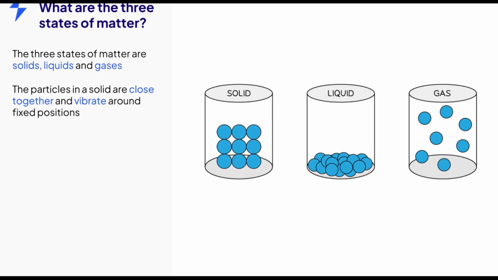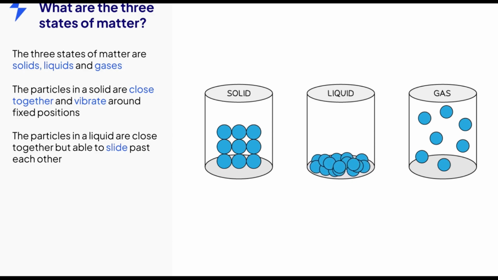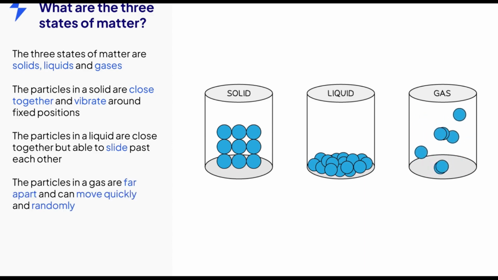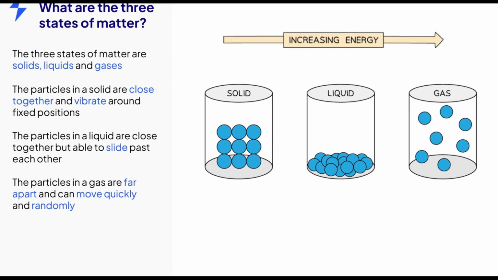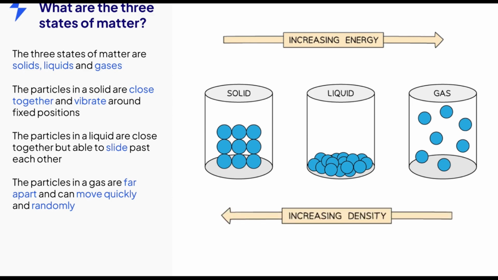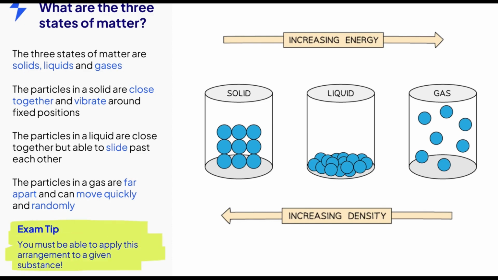The particles in a liquid, although close together, are able to slide past each other, as the forces of attraction between the particles are weaker. The particles in a gas have very weak forces of attraction between them, so the particles can move randomly and quickly in all directions. As we can see, the energy of the particles increases going from a solid to a liquid to a gas. The opposite is true for density, which will decrease going from a solid to a liquid to a gas. Make sure you can apply this arrangement to any given substance in an exam.